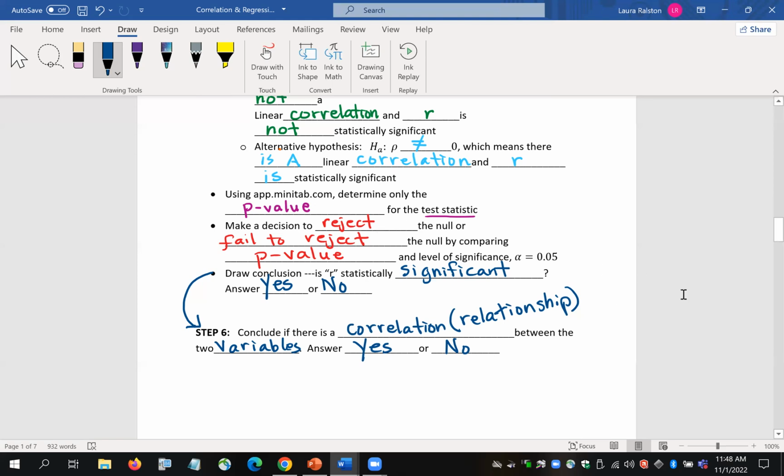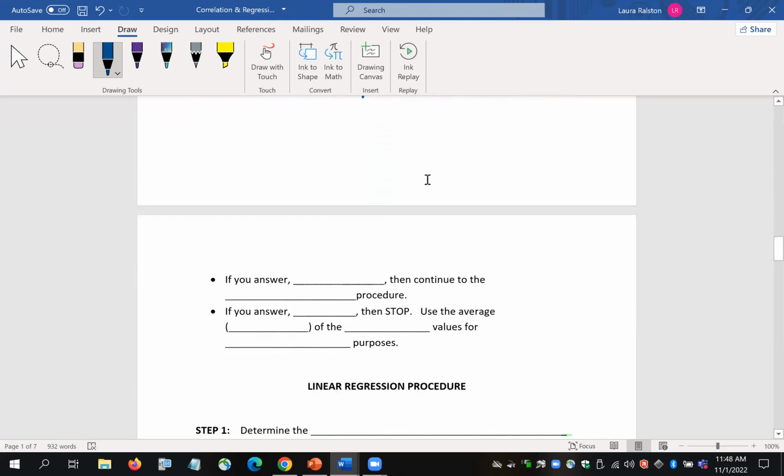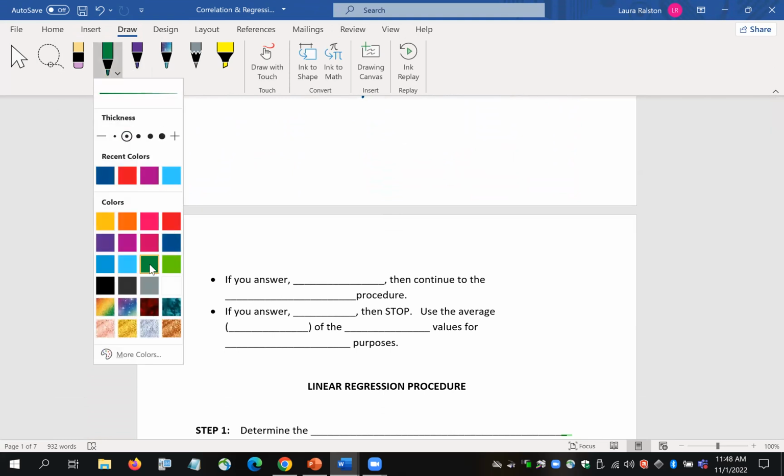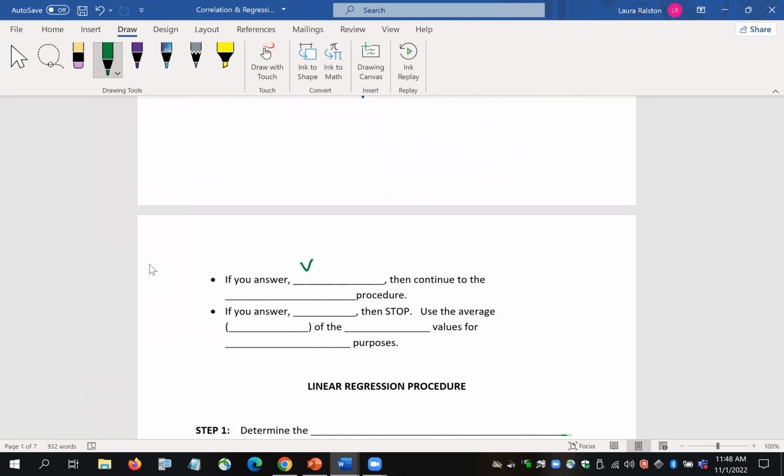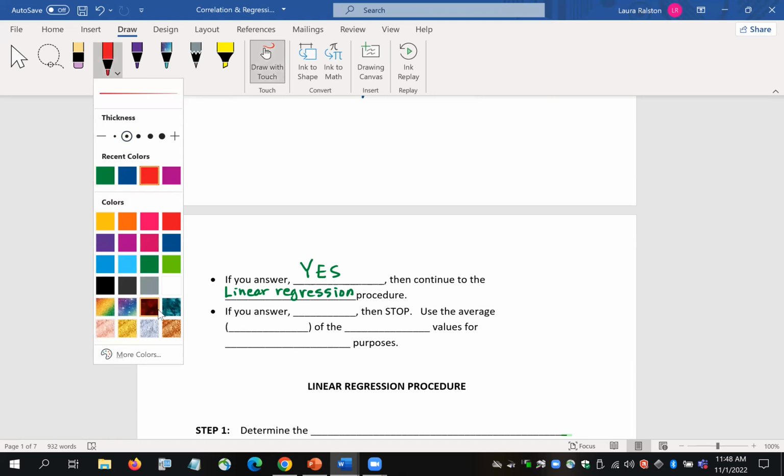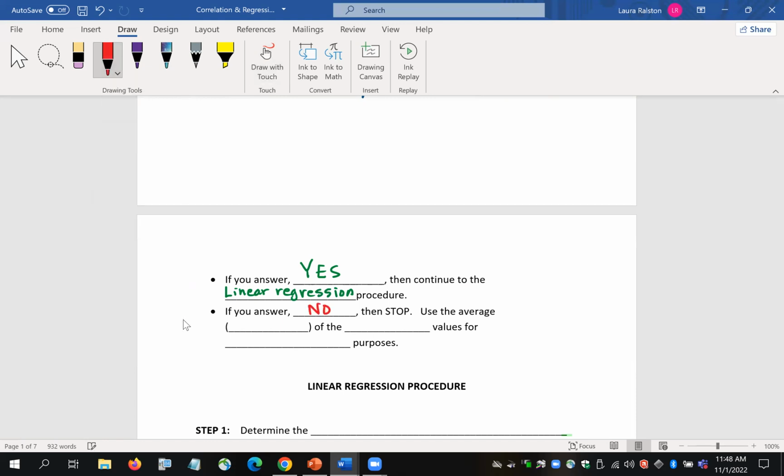Okay, so here's the deal. If you answer yes, there is a relationship, then you're going to continue to the linear regression procedure. If you answer no, then you stop, because there's no point in trying to create a model or an equation of a relationship that doesn't exist.